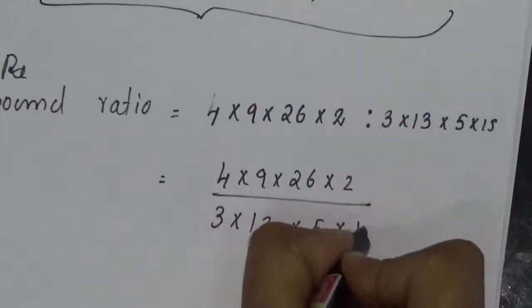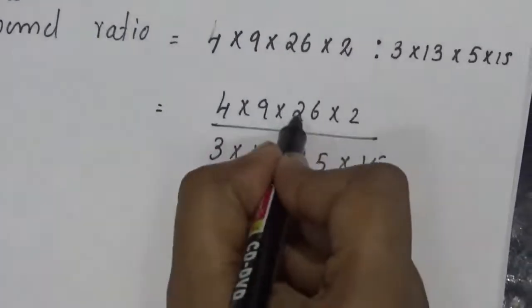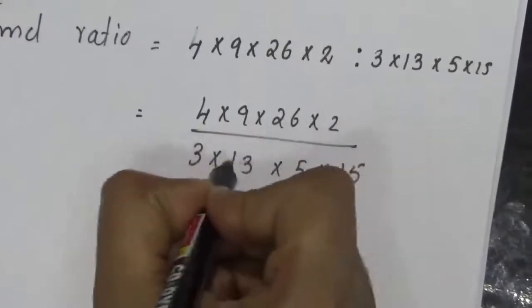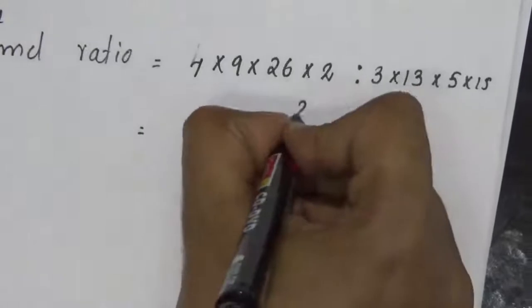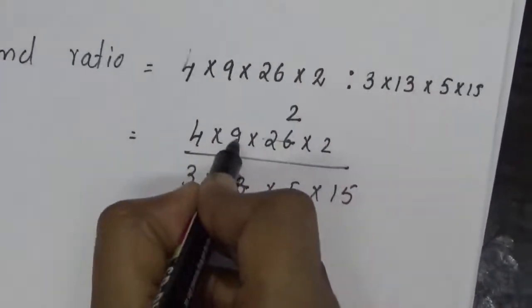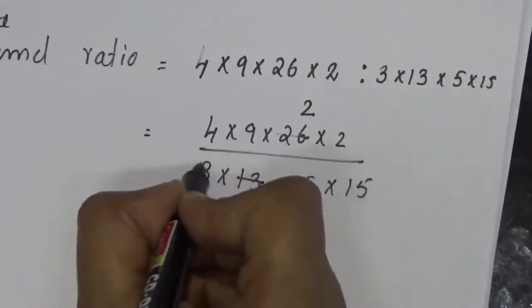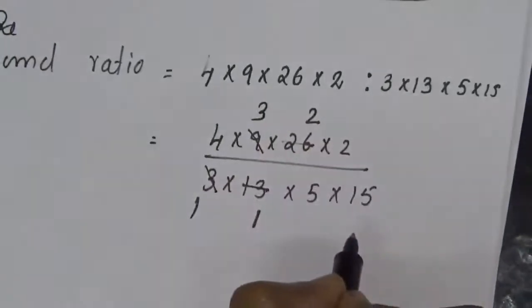Now we can simplify this. We know that 26 is multiple of 13. So we can divide 26 and 13 by 13. 26 by 13 is 2. 13 by 13 is 1. Now look at here, 9 and 3. So 9 is equal to 3 into 3. So we can divide 3 by 3, we will get 1. 9 by 3, 3. Now we can stop here.